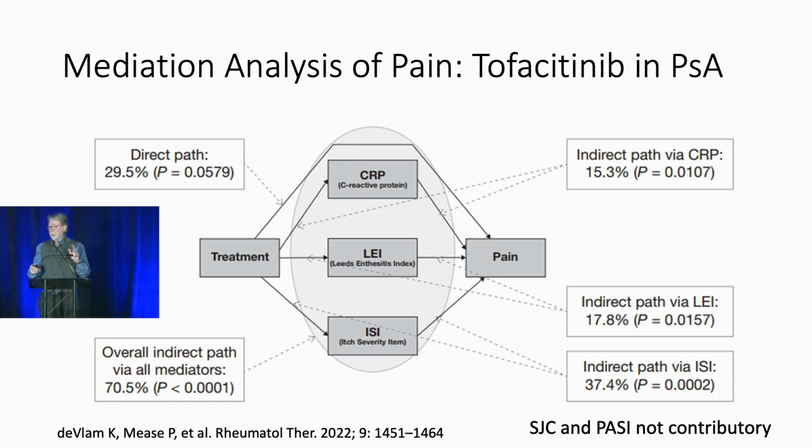This is an example of a mediation analysis of pain that was done with the drug tofacitinib in psoriatic arthritis, and what was found was that a little bit less than 3/4 of the pain was mediated by inflammation, as reflected in measures such as CRP, enthesitis, itch. But there was also a 30% direct effect of the drug on pain reduction, presumably a central diminishment of pain.